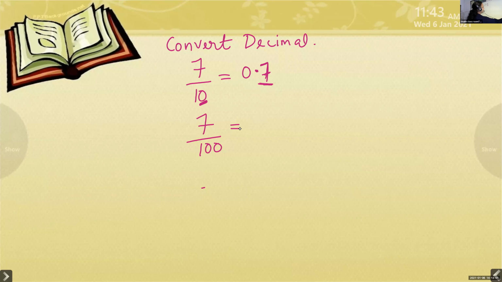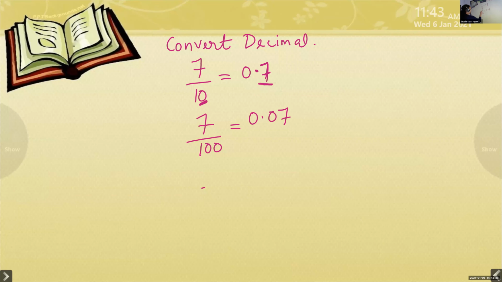Yes, Anandesh, can you tell me how I can write this? Anandesh. Is there any problem? Yes, Devak. Yes, ma'am. How can we write 7 by 100? 0.07. Very good.